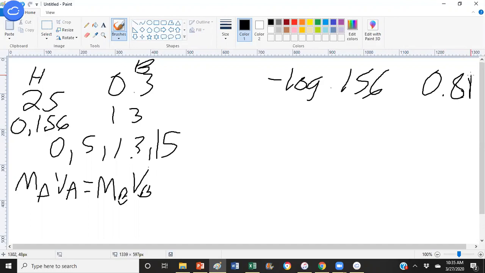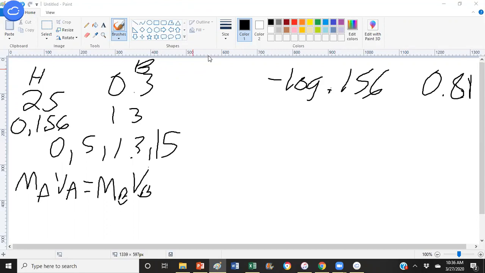Wait, I have a question. Yes. Is the 0.156 the Ka value? No, what is Ka? That is the concentration of acid, because it is a strong acid. There is no Ka at all. Okay. So we're just finding the molarity of the acid by knowing the equivalence point.